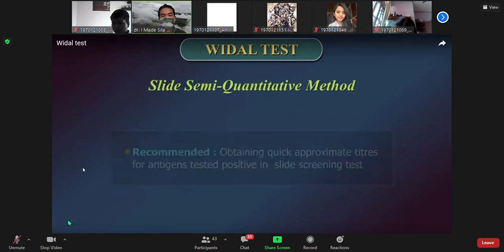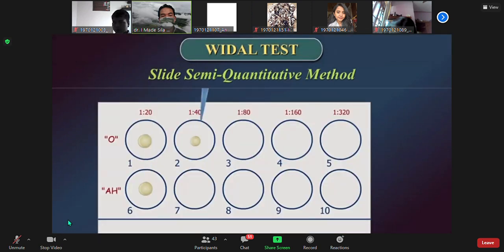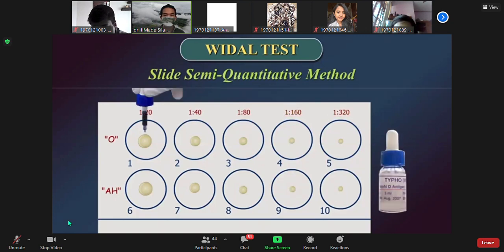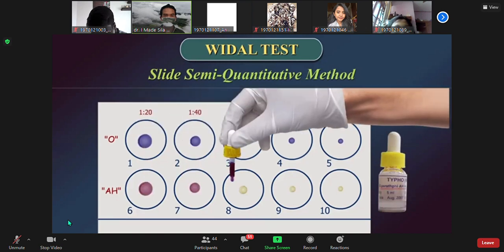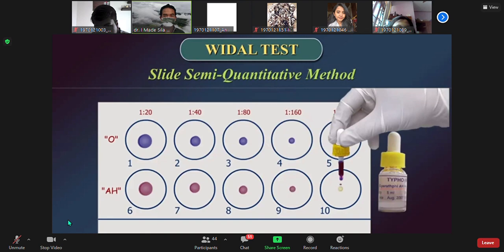Using a pipette, place 80 microliters, 40 microliters, and so on into 5 different reaction circles on the glass slide. The corresponding dilutions obtained will be 1 in 20, 1 in 40, 1 in 80, 1 in 160, and 1 in 320 respectively. Add to each reaction circle a drop of the antigen which showed agglutination with the test sample in the screening method. In our demonstration, it will be O and AH antigens.